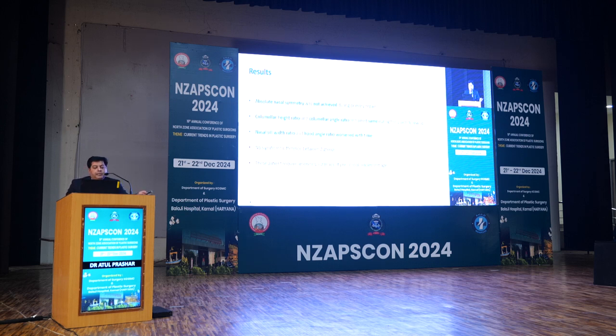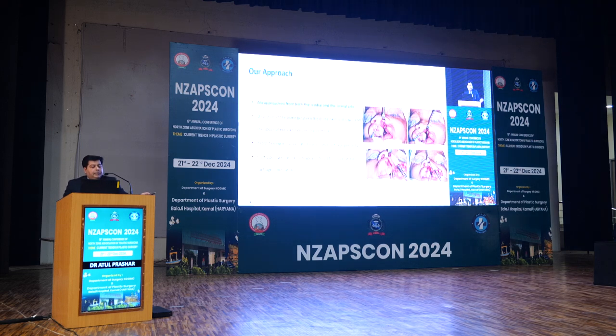Columellar height ratio and columellar angle ratio remained the same in both the groups during 1 year follow-up, and nasal sill width ratio and hood angle ratio worsened with time. In effect, no difference between the two groups. So this is what we follow now.